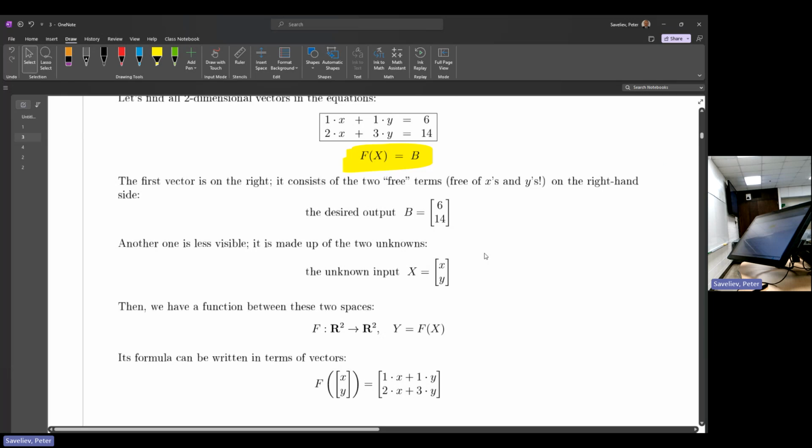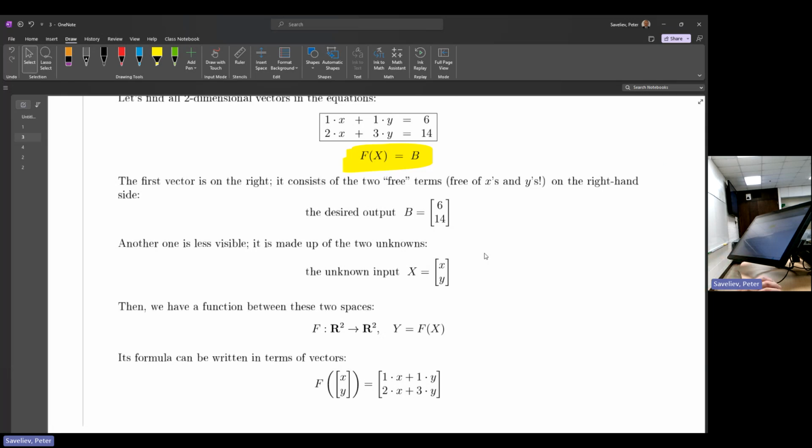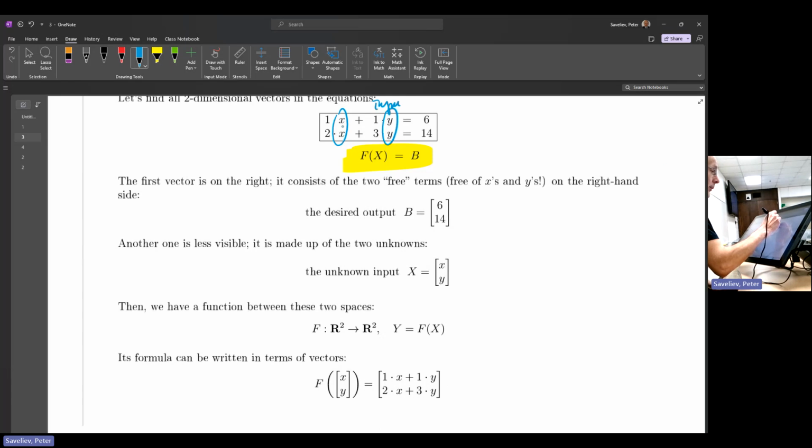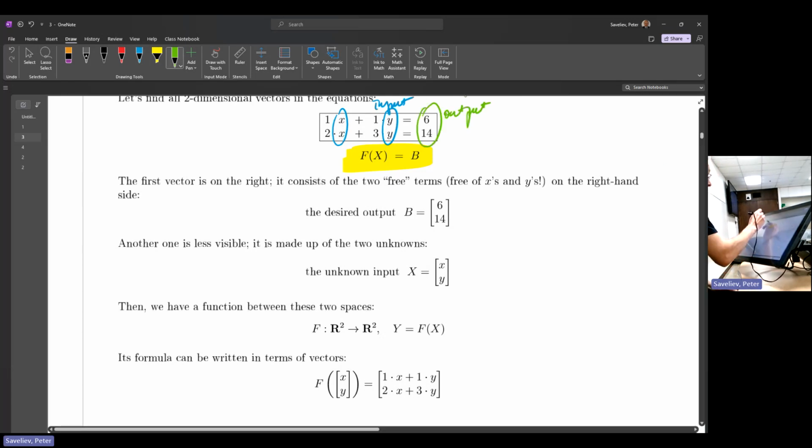So 1, 1, 2, 3 describes f. Look at it: x, y is the input, 614 is the output. This one is responsible for the output. So then what's left?